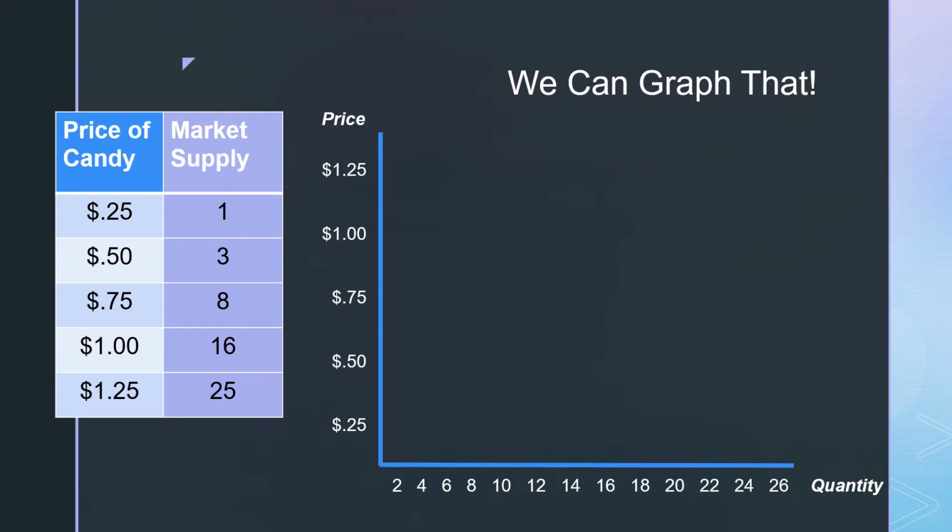Okay, so at 25 cents, the market supplies 1 candy bar. At 50 cents, the market will supply 3 candy bars. At 75 cents, you'll find 8 candy bars for sale. At $1, you will see 16 candy bars for sale. And at $1.25, we're up to our ears in candy bars. There are 25 candy bars for sale. So once we've got these dots, you can already see our supply curve taking shape. We'll just string them together, and we've got our market supply curve.